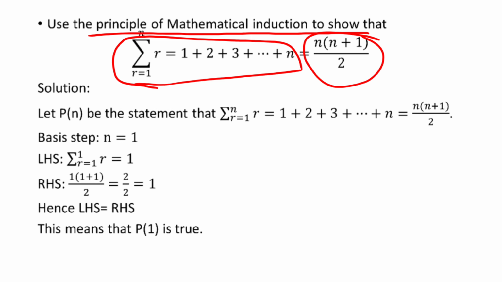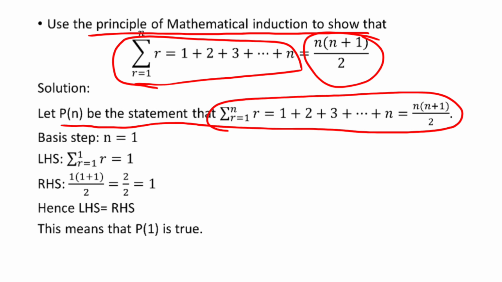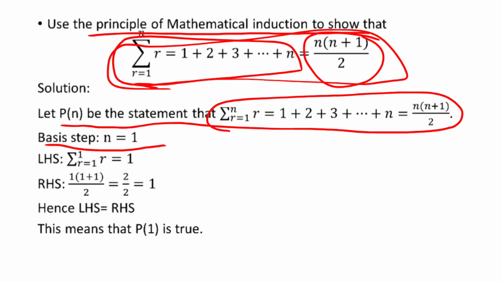So what we do is let Pn be the statement, which is exactly what you have here. So the deductive steps again are the base step and the inductive step. The base step is for n equal to 1, so that's why we're checking the base step for n equal to 1.